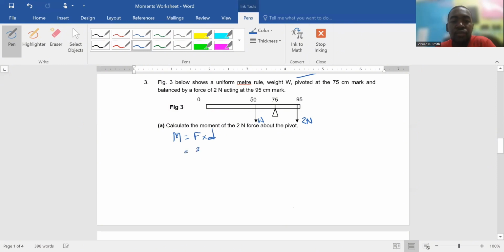It is force is 2 newtons. Its distance is from 75 to 95, which is 20 centimeters, which we're going to change to meters, which is 20 divided by 100, 0.20 meters. So we're multiplying this by 0.20, which we get 0.40 Newton meter. That's the unit for moments, because Newton is taken from the force, meters is taken from the distance.